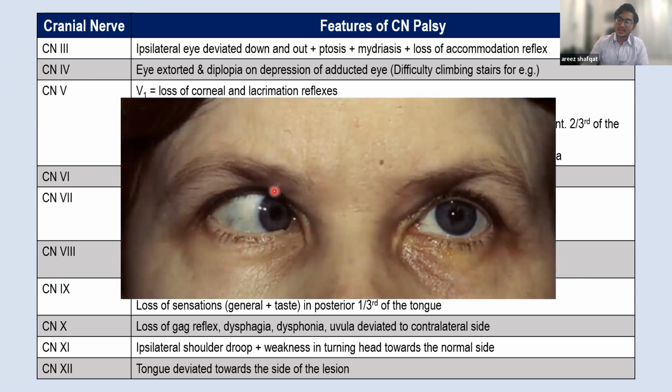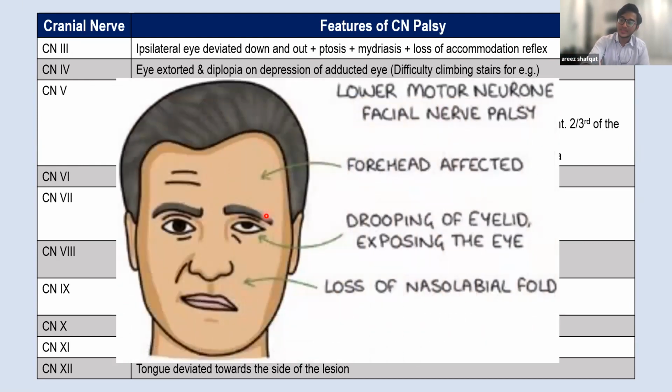You see this guy's eye deviated medially. That means he has paralysis of the lateral rectus muscle, and this would be an abducens nerve palsy. Eye deviated medially. Good. This is a facial nerve palsy.